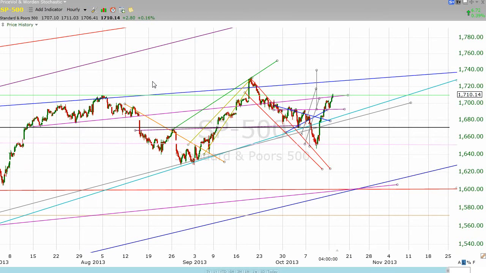So very interesting stuff. Look what we have here. We got a left shoulder, a head, then boom. Left shoulder, head, and now it appears like boom, doing it all over again.